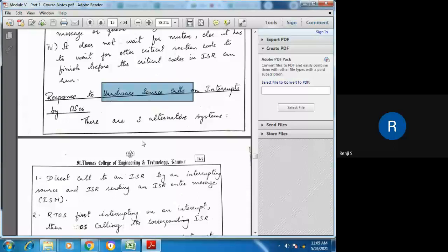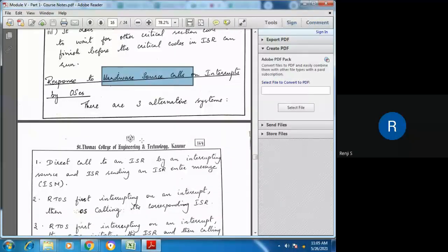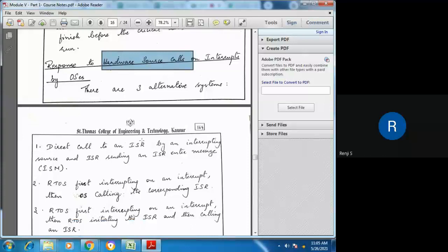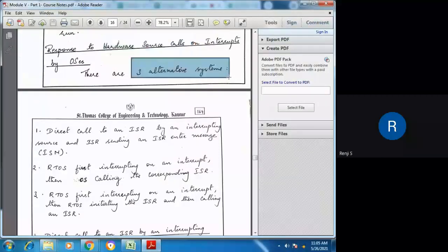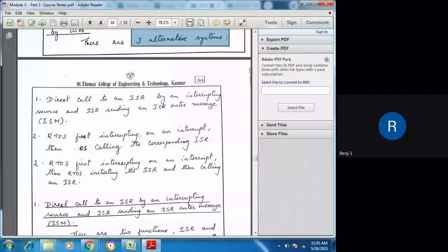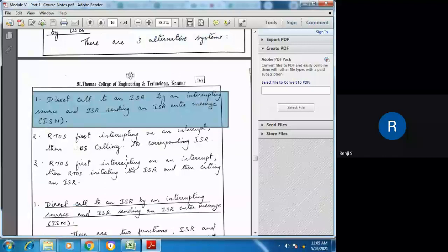So what are the three methods? Here there are three ways in which the RTOS responds to a hardware source call or an interrupt call. There are three alternative systems that need to be considered when processing hardware interrupt service requests. So what are the three alternatives for handling interrupt calls? The first one is a direct call to an ISR by an interrupting source, sending an interrupt service request.